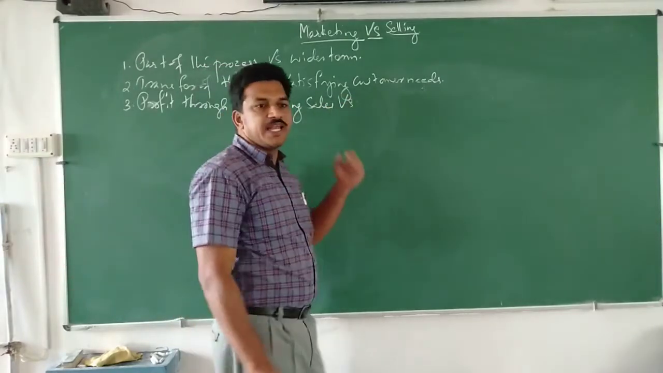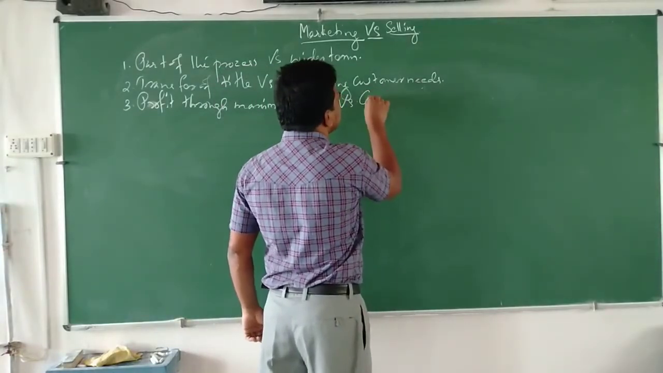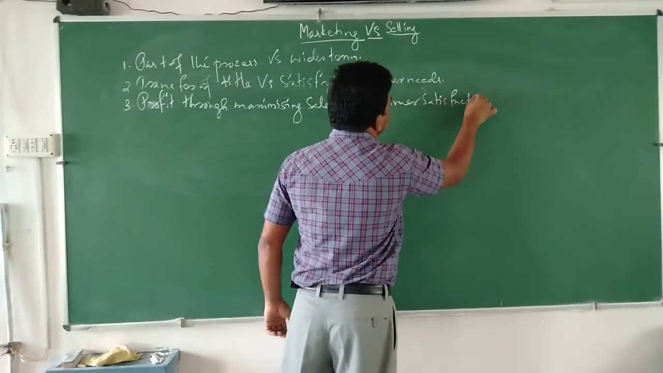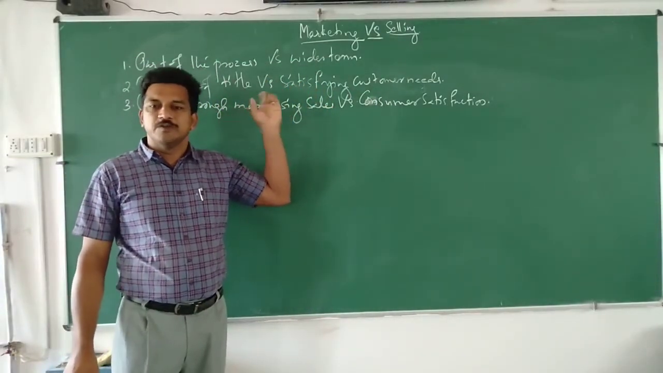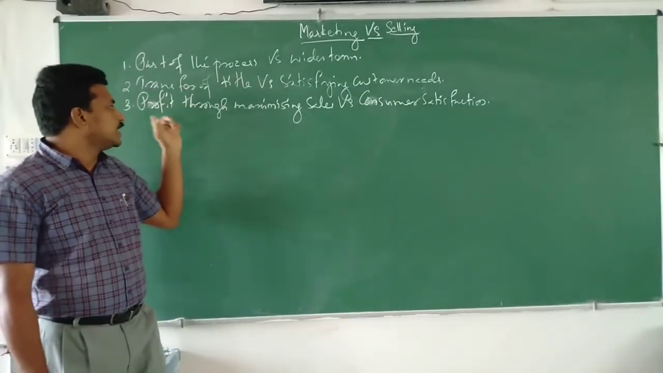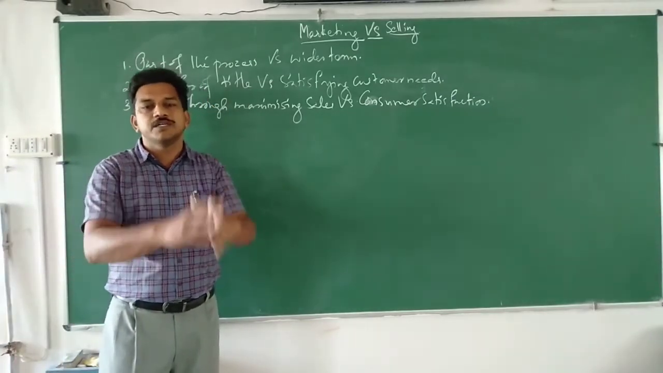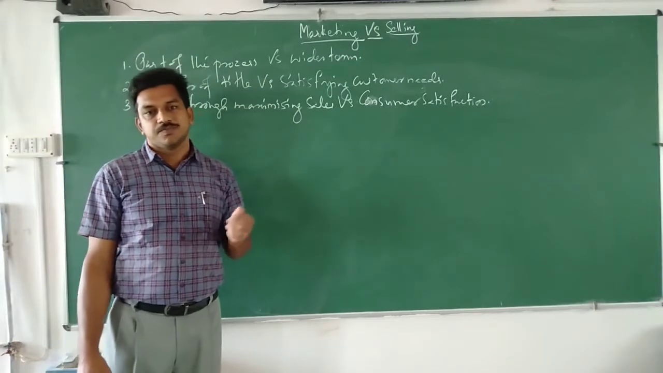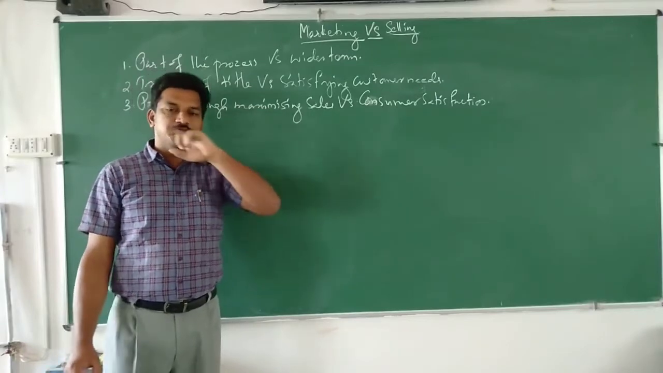Profit through maximizing sales versus customer satisfaction or consumer satisfaction. This is the main aim. Here we are talking about the aim of both the terms. We can say that the aim of selling is profit through maximizing sales. By getting the maximum sales, we have to maximize the profit through increasing the sales. Somehow sell all the products and get the profit. That is the aim of sales.